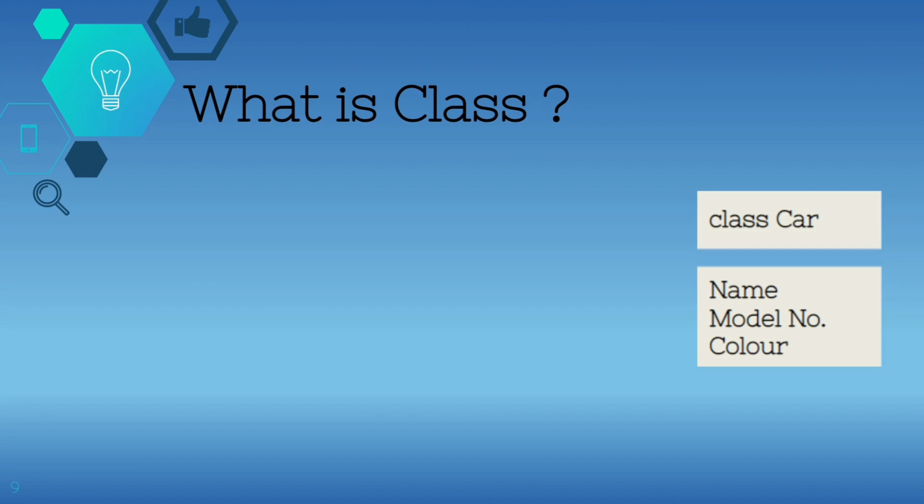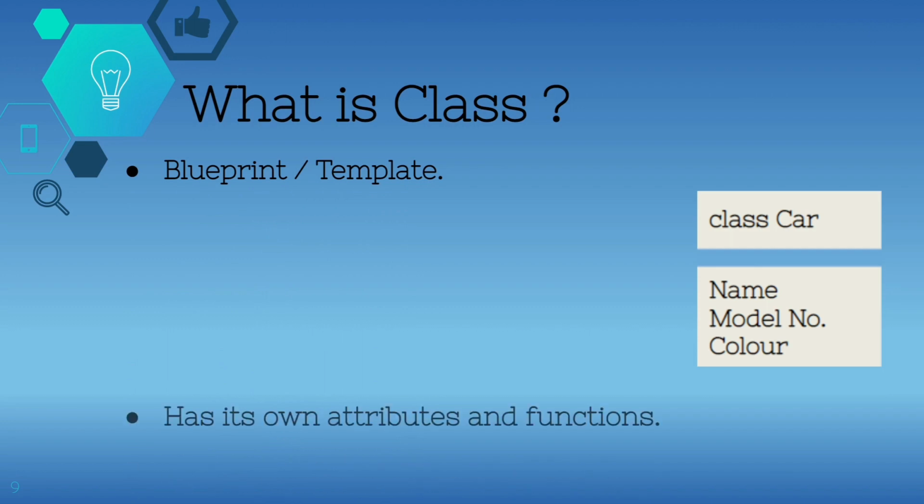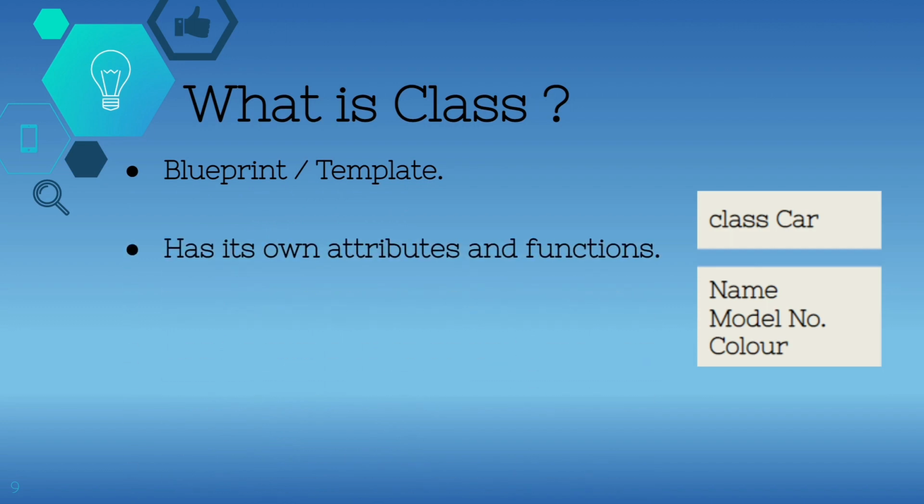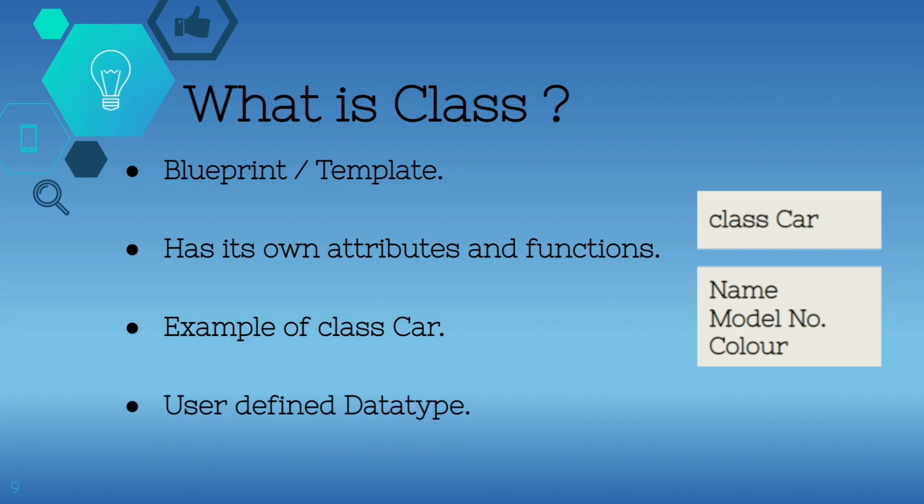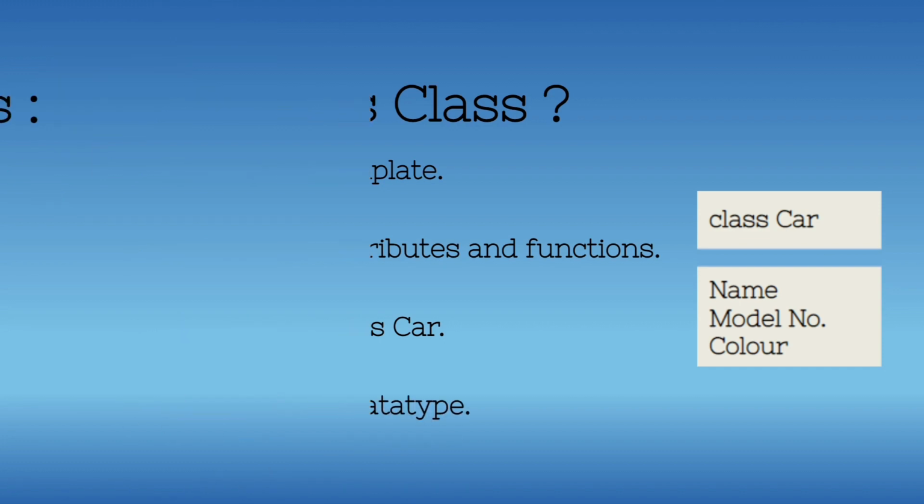So, what is a class? A class is a blueprint or template which will have its own attributes and functions as given here. I have made a blueprint of a car which will have some attributes like name, model number and color. For this blueprint or class of type car, I have given different values to the attributes of cars and can define different brands of cars. So to store these attributes, we will have to make a data type. This data type is nothing but a class. Hence, we can say that a class is a user-defined data type.